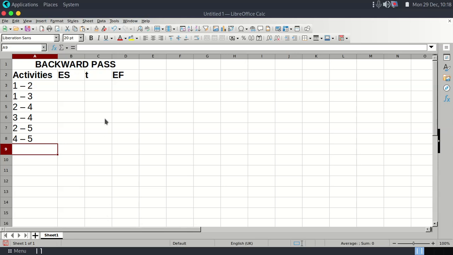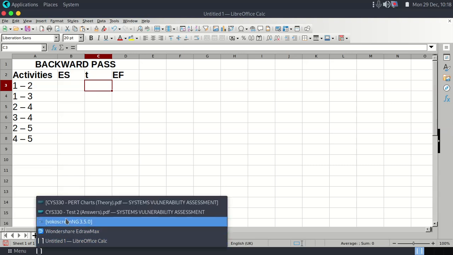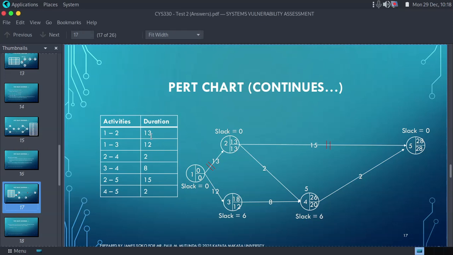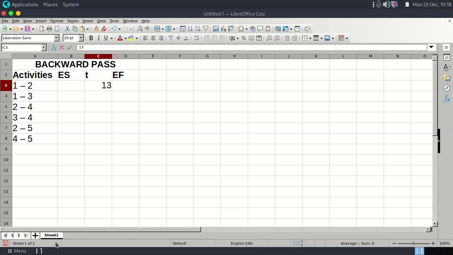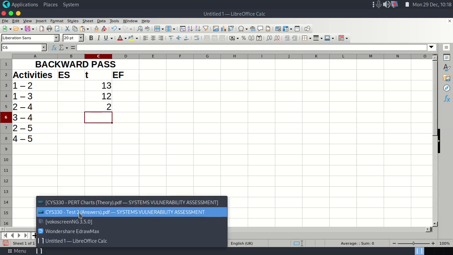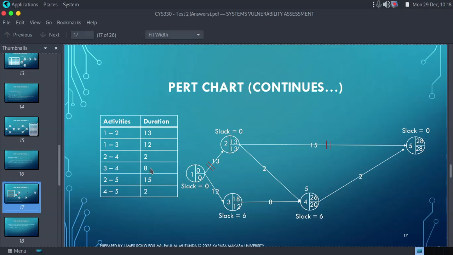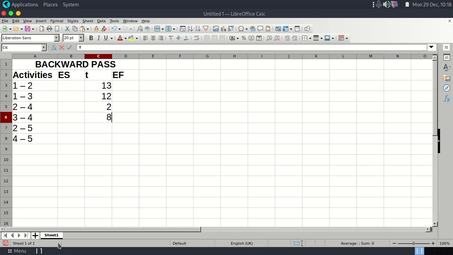Now notice that T represents duration. So we already have our durations. Our durations are 13, 12, 2. I'm following that order. Now what's coming next? We have 8, 15, 2.